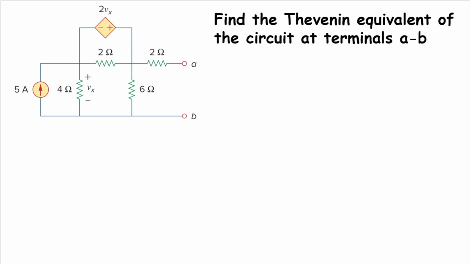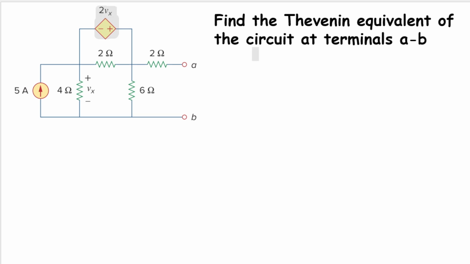So the question is to find the Thevenin equivalent of the circuit at terminals A, B. But the real problem is that we have this dependent voltage source here that we need to take care of when we are looking for the Thevenin resistance. Usually for finding the Thevenin equivalent, we need two steps. The first one will be to find the Thevenin resistance, and then the second one will be to find the Thevenin voltage. Let's do it one by one here.